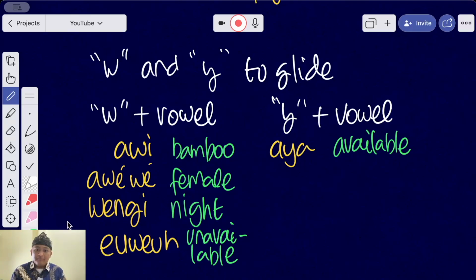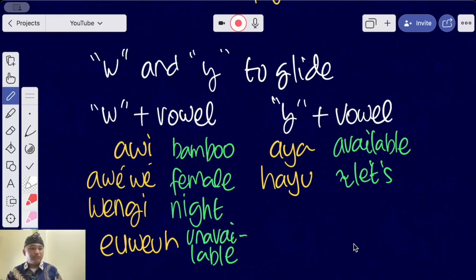Or maybe hayu. It's roughly equivalent to let's. You would use this word to invite someone to do something, like hayu sepak bola, or hayu dahar, let's eat together, things like that. It's pronounced as hayu, so the gliding uses e.